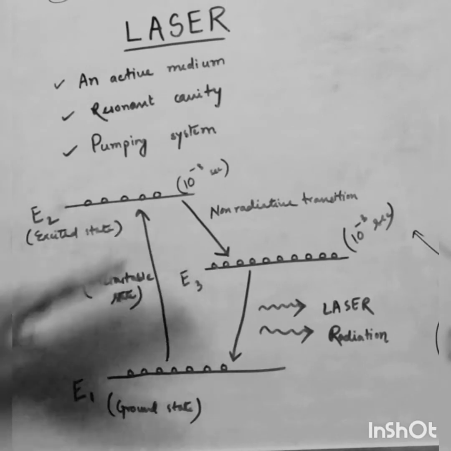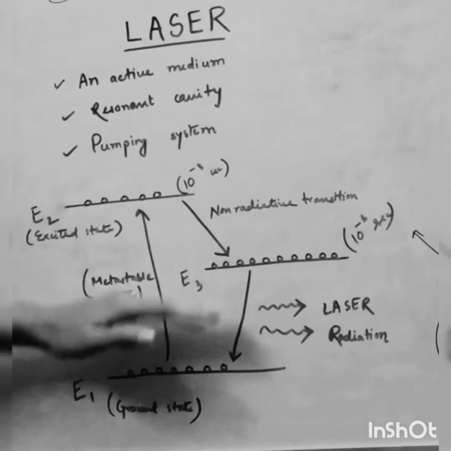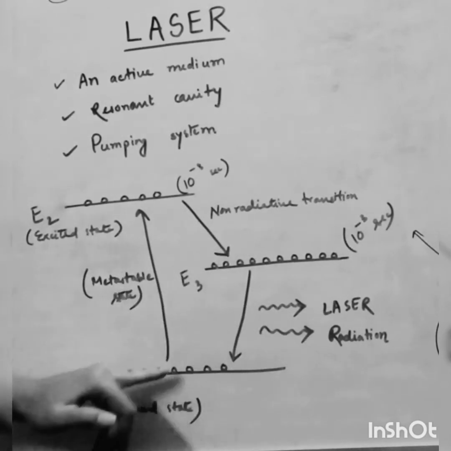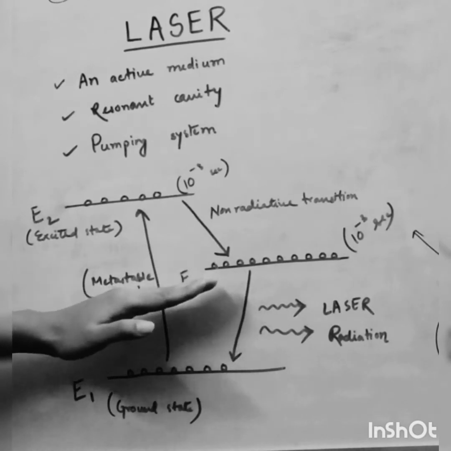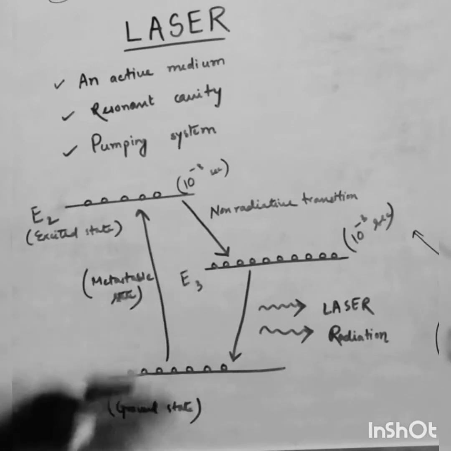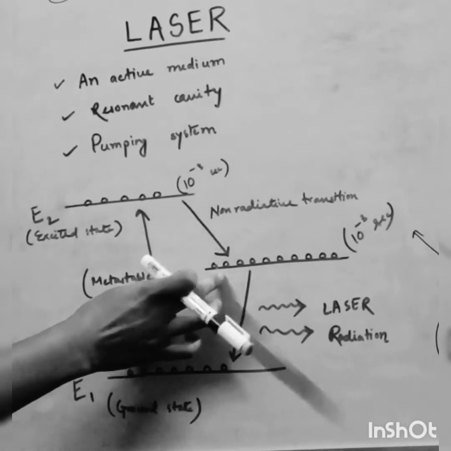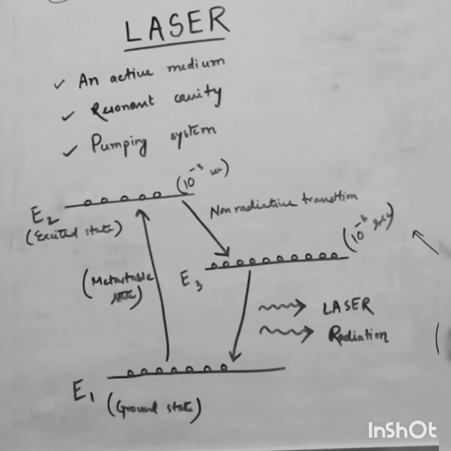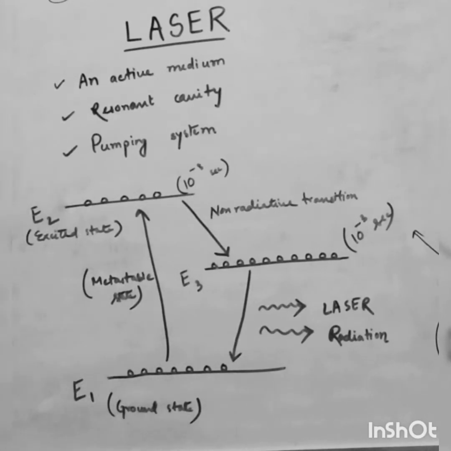So what is happening when the population of E1, which is the ground level, is decreasing, and the population of E3, which is an excited state compared to the ground state, is increasing? A population inversion, which is necessary for laser action, is achieved between E1 and E3. The population inversion we studied, where the excited state population becomes greater than the ground state population, is achieved, which is required for laser action to take place.